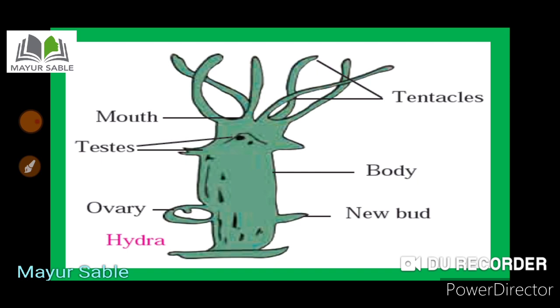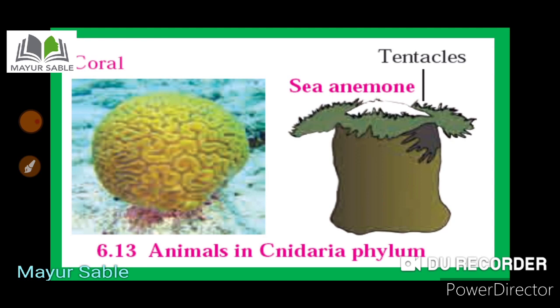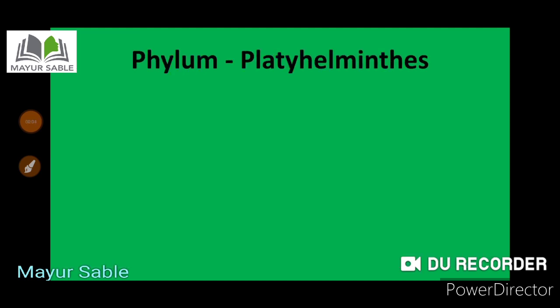The example of the animals in the phylum Coelenterata is the Hydra. Here you can see the diagram of Hydra. It possesses organs like the tentacles, the body, the bud, the ovary, the testes and the mouth. So this is the Hydra. Then the next examples are the sea anemone, the man of war, the jellyfish, and corals, which are included in this phylum.